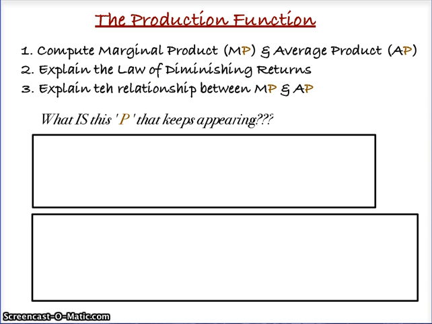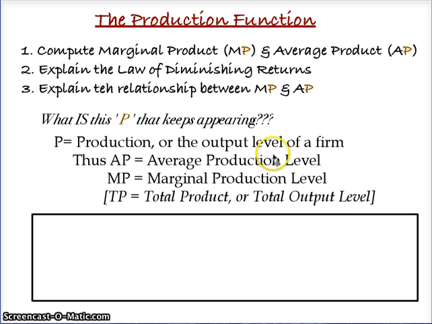So we keep using this letter P. What is this P that keeps appearing? Obviously, it stands for product, but what does that mean? In this particular unit, it's going to be very important to keep track of outputs and inputs. Remember, inputs are your factors of production, the items we use to produce outputs, which will then be traded on the open market. So the P, production, is the output level of the firm. Thus, you can read through this: average product, marginal product, and you also see TP appear. That's total product or total output level.